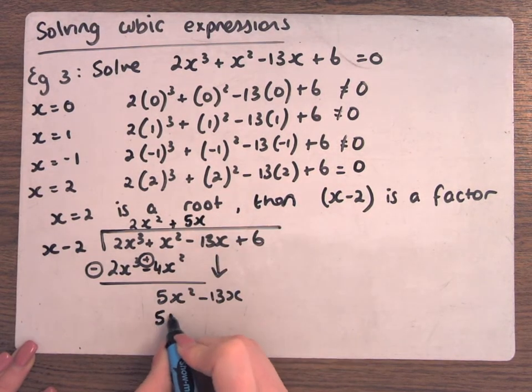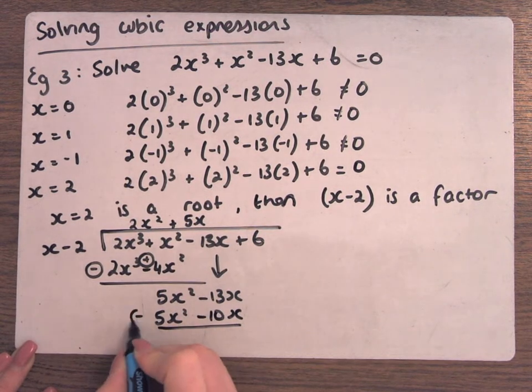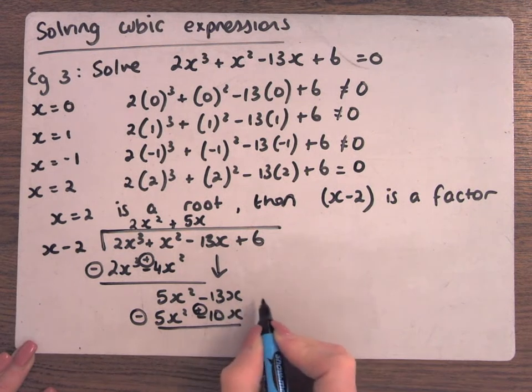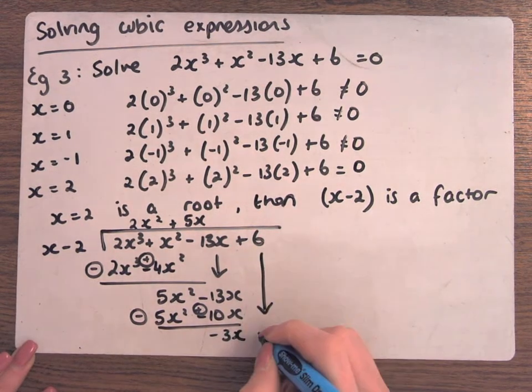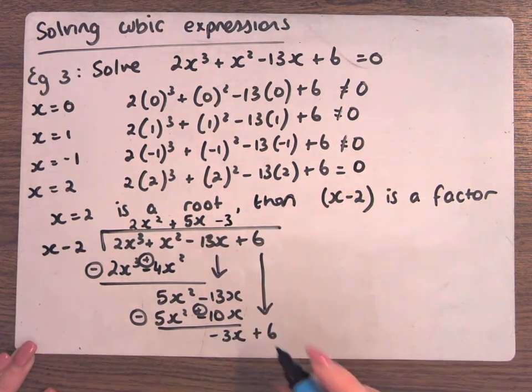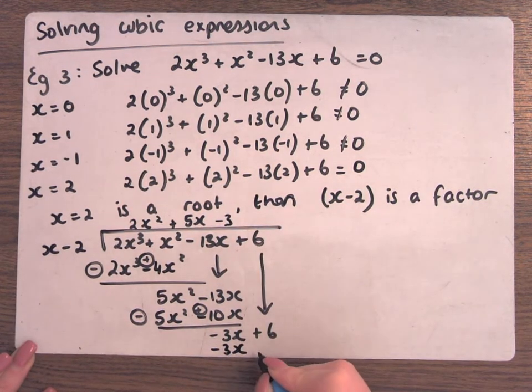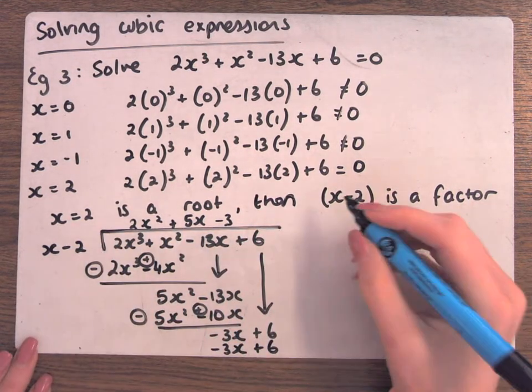Multiply it back out. Draw a line. Change your signs. Minus 13x plus 10x is minus 3x. Pull that down. Plus 6. Start again. x by minus 3 is minus 3x. Minus for minus is plus 6. So there's my other factor.